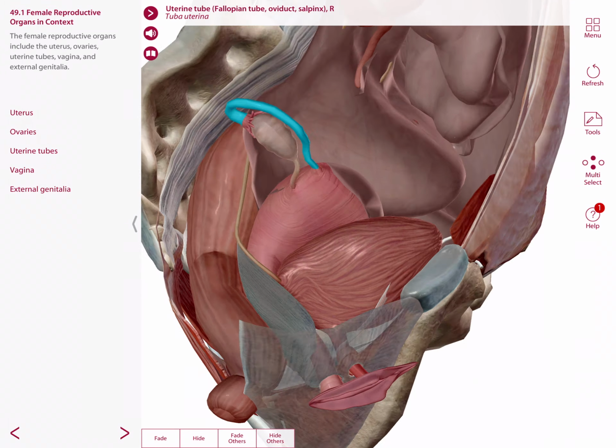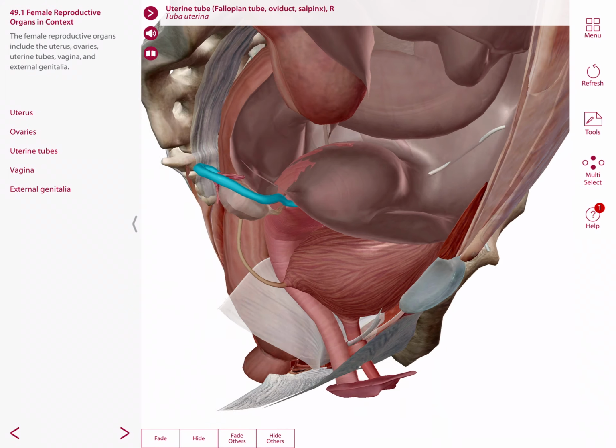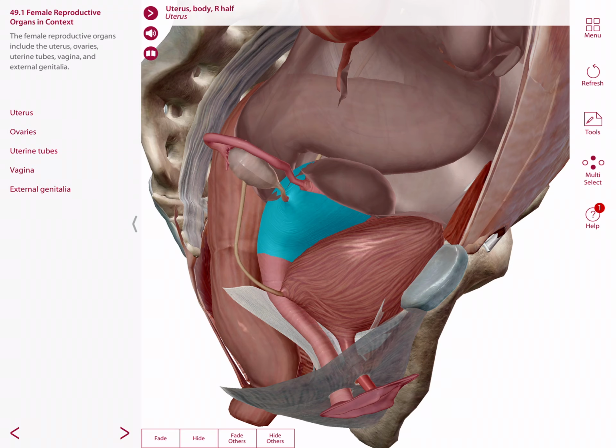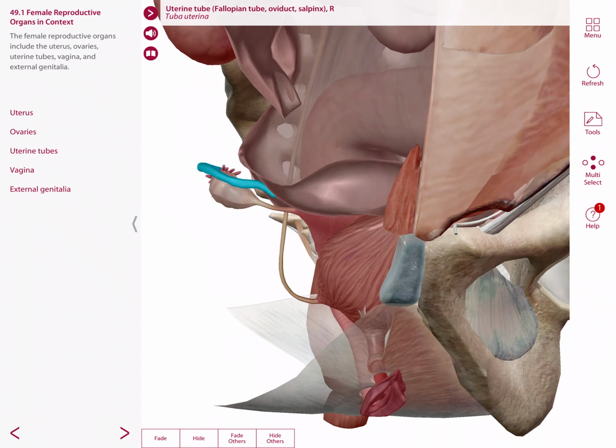This is where ectopic pregnancies would take place. So if the egg doesn't quite make its way down into the uterus itself and it gets fertilized and stays up in the uterine tube, then that's an ectopic pregnancy.